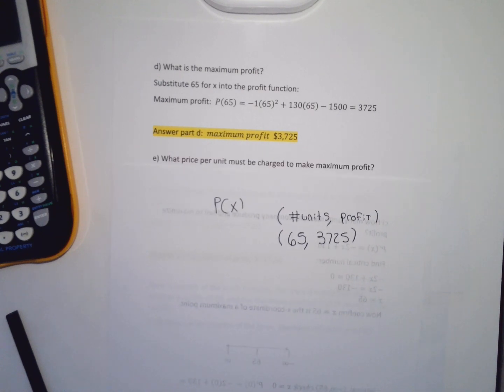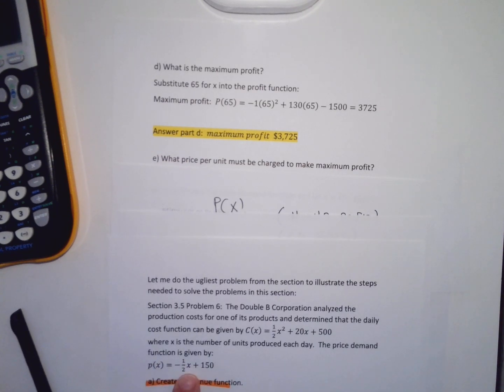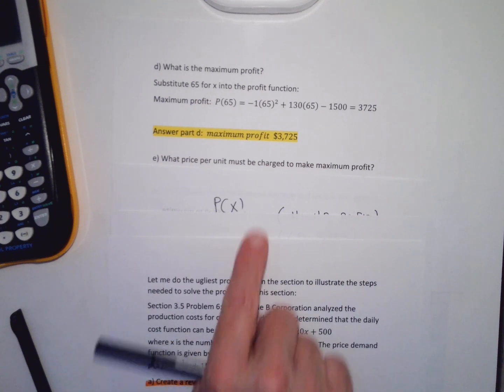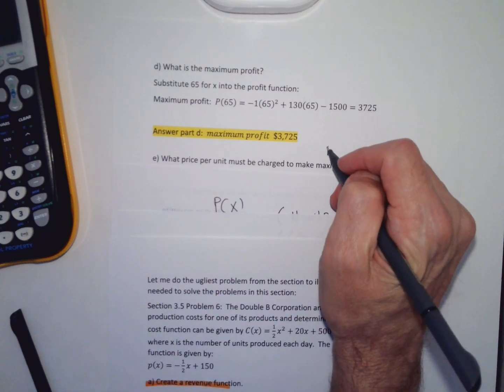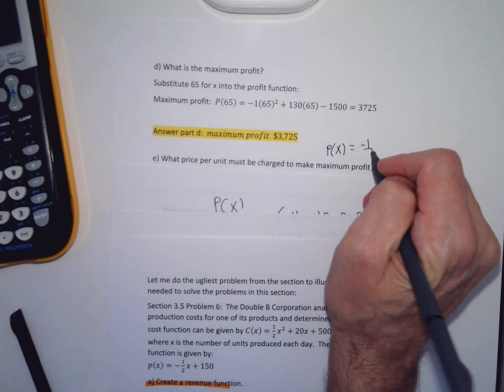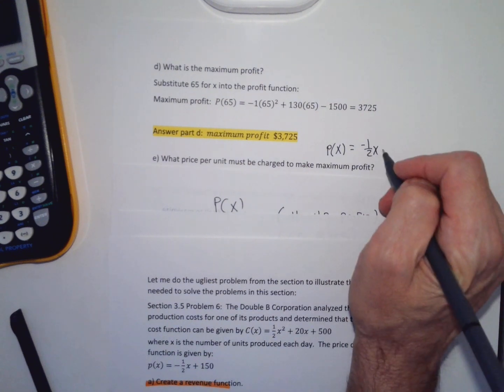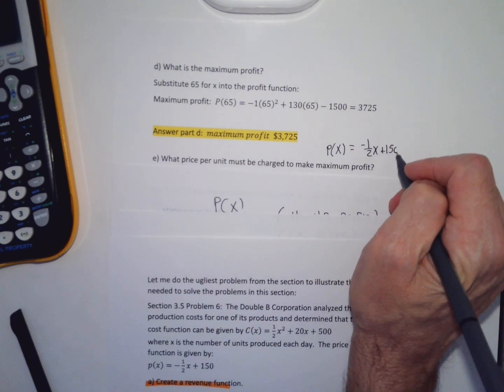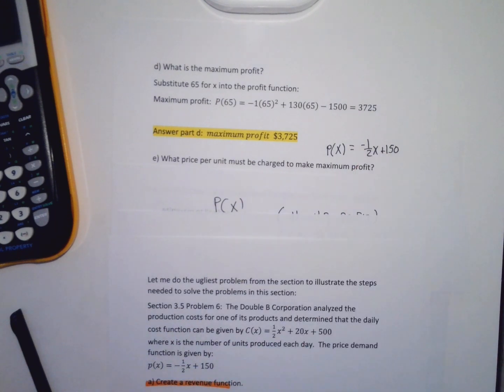Now here's a new question. What price per unit must be charged to maximize profit? Well, I know the price demand function works just like this. I have this price demand function. If you tell me the demand, I can tell you the corresponding price. So that's how I'm going to do this. I'm going to use the price demand function, the lowercase p, price demand function is negative 1/2 x plus 150. If I put a number in for x, that number is the number of units that we're going to sell. The value that I'll get out will be the corresponding price.